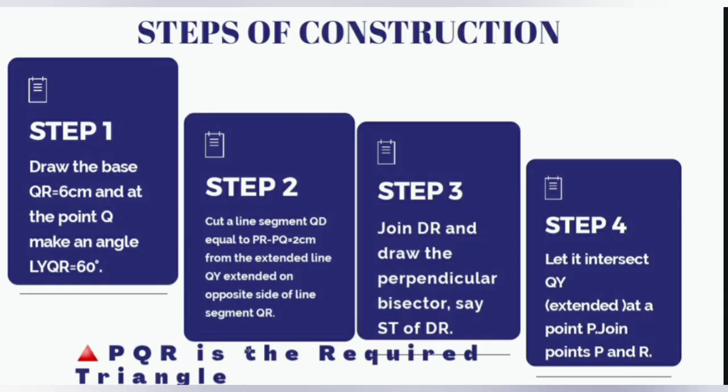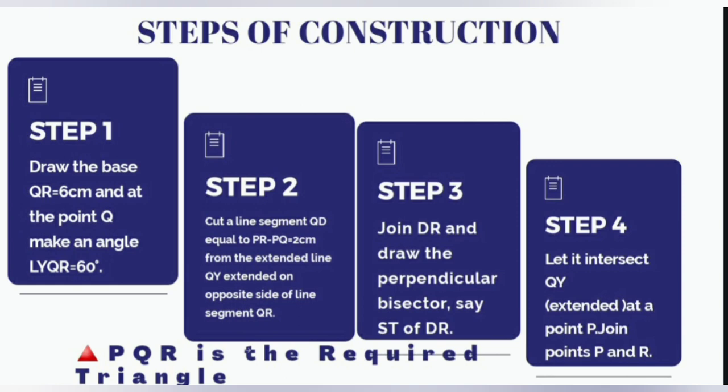Let us now see the steps that we have followed to construct the triangle. Step 1 is to draw the base QR, which is equal to 6 centimeter, and at the point Q to make an angle YQR equal to 60 degree, that is, the base angle is equal to 60 degree. Now since the line segment which is opposite to the base angle is greater, we will extend the line QY in the opposite side of the line segment QR.